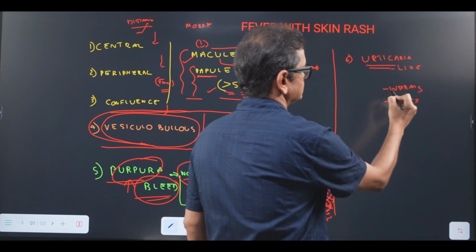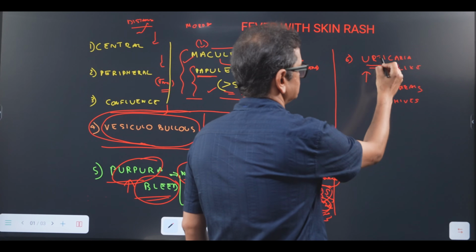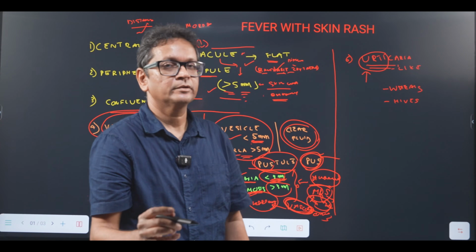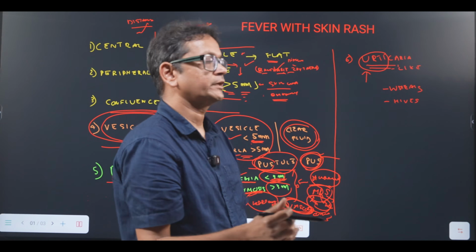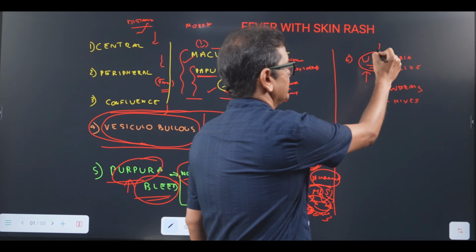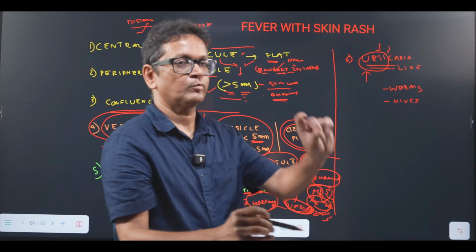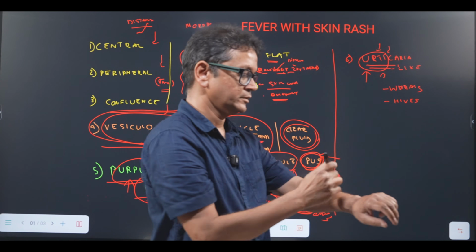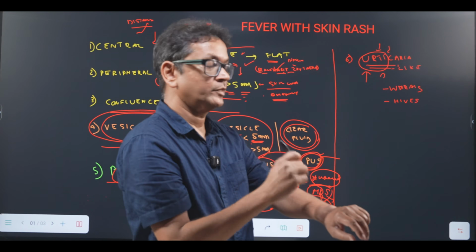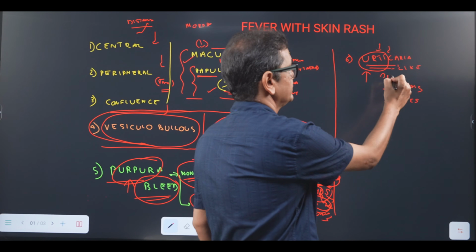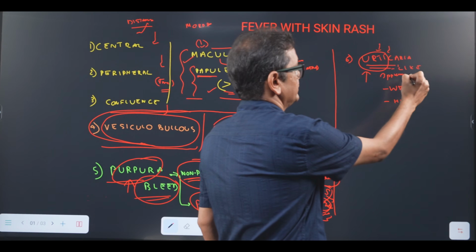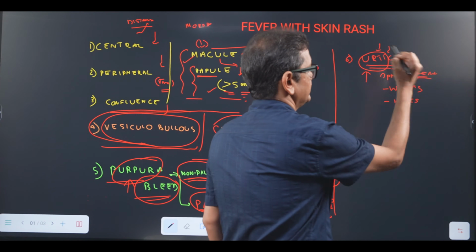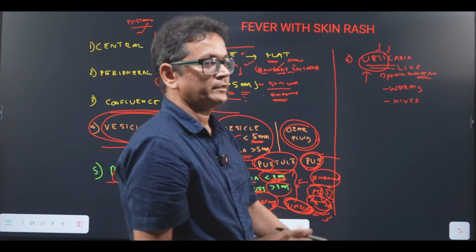Urticaria. To make our life miserable, actually this science has come from Greek and Latin. This is a Latin word. Urtica means that plant, the thistle plant, which used to cause a pricking sensation, urticaria, pricking sensation due to a plant. That's why it is labeled as urticaria.